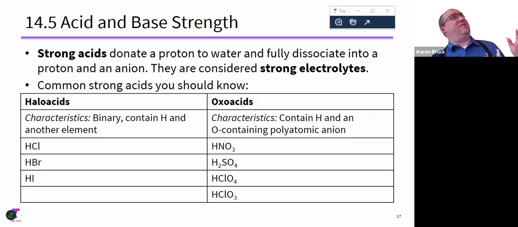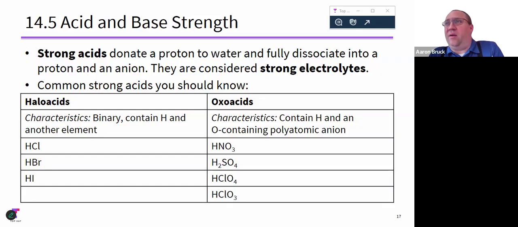So this is review for you. This is stuff that we covered in Chem 105. We know that strong acids are strong electrolytes, that breaking apart of the molecule is a full break. There is no equilibrium to it. It is a complete break from one side to the other.